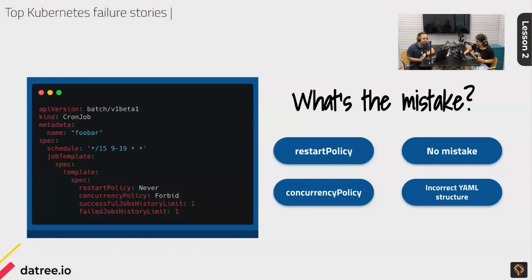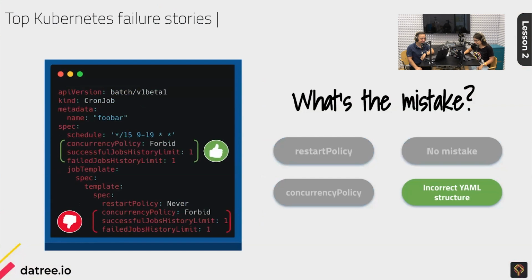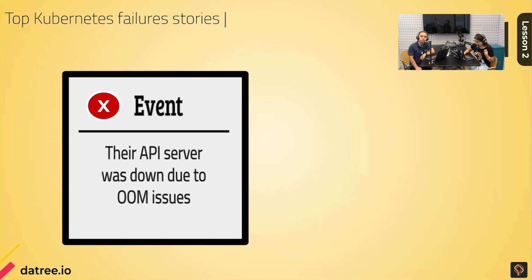This is another cron job config. So wait, the concurrency policy is forbid here. This is what you taught me. I guess maybe the restart policy is wrong? Are you sure? I don't know. No, it's not it. It's the incorrect YAML structure. We always want to make sure that our YAML structure is valid.